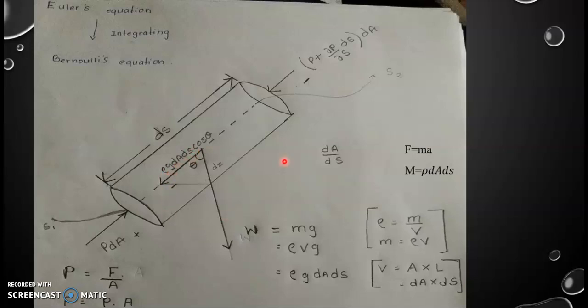So our next step is to find the resultant force. Here we consider that the force that is acting upward is positive and those forces that are acting downward are negative. So here we can find the resultant force as P dA as positive as it's acting upward, and minus rho g dA ds cos theta as it's acting downward, and minus P plus del P by del S times ds times dA. But we also know that force is equal to mass times acceleration.